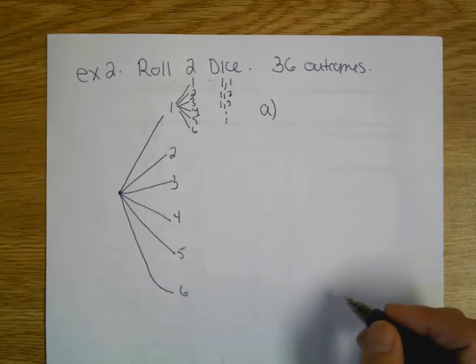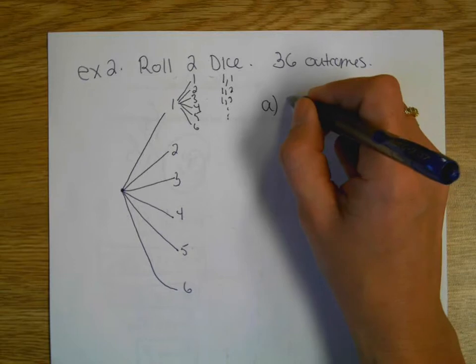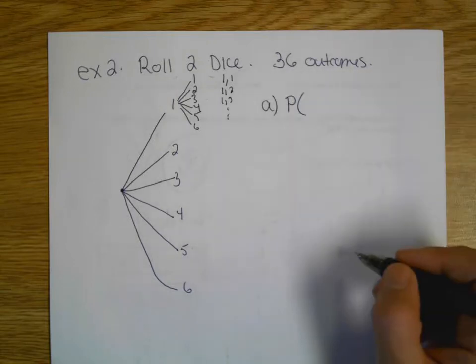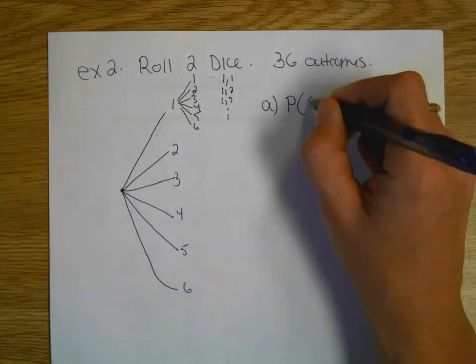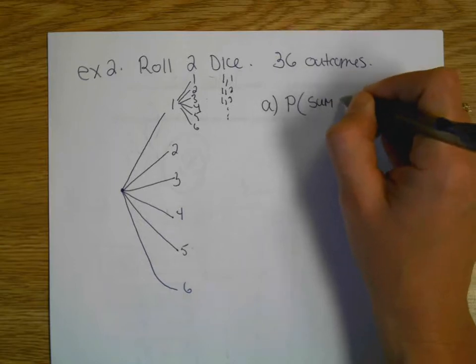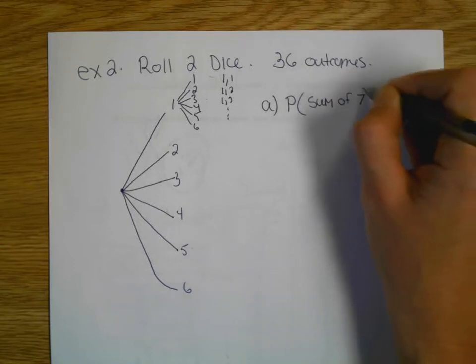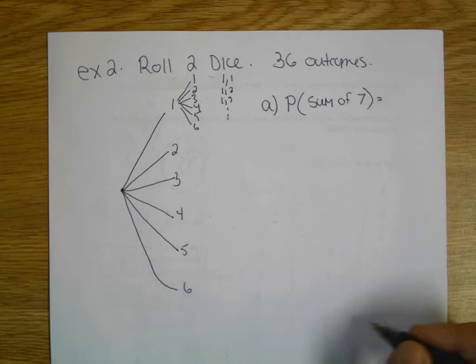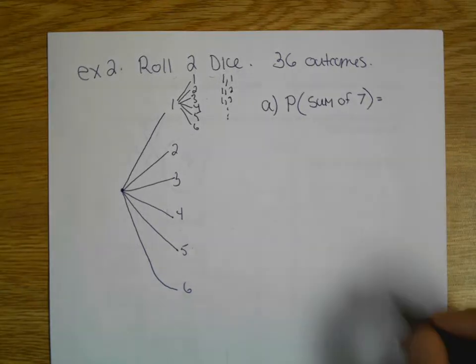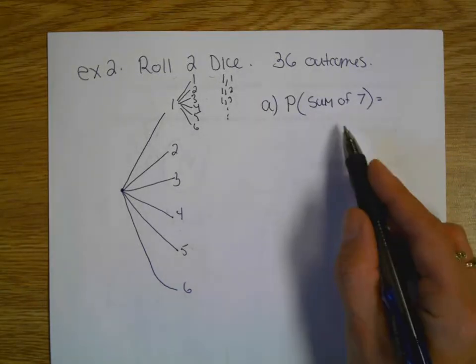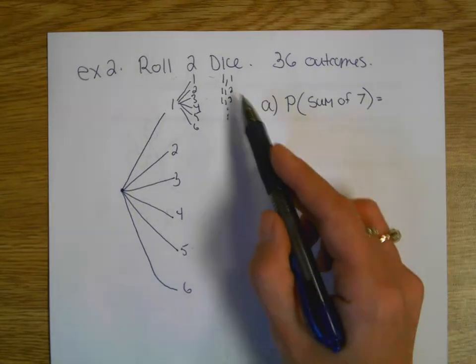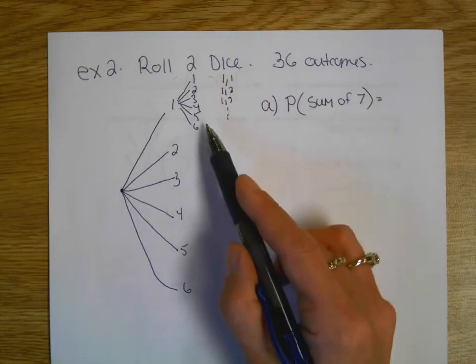So now, my probability question. What's the probability that you roll a set of dice and you get a sum of 7? Your best bet on this is to go down each branch and write down the outcomes that would mean a sum of 7. So if we start on this first branch, are there any pairs of numbers that add up to 7?